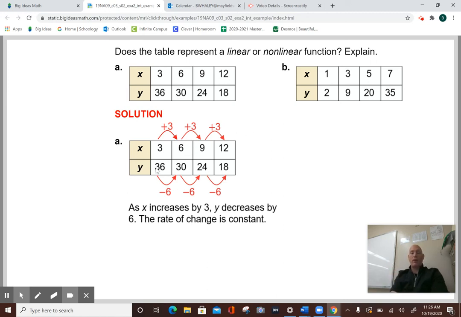So just remember, your constant rate of change is the change in y divided by the change in x, or rise divided by run. This thing went down 6 to the right 3, down 6 to the right 3, down 6 to the right 3. This has a constant rate of change, so this is a linear function. Now let's look at b.